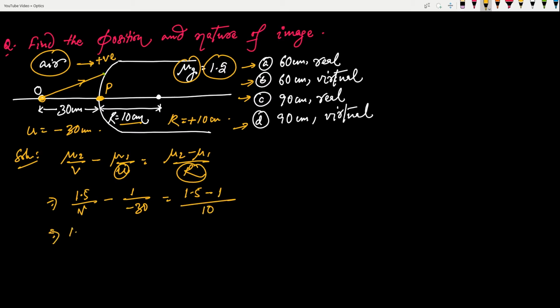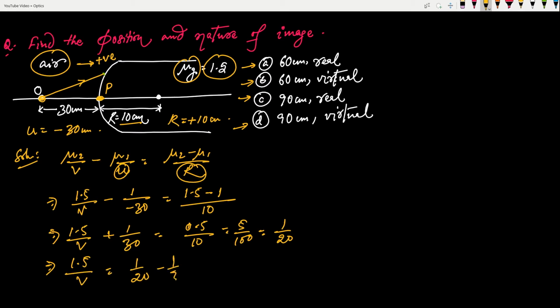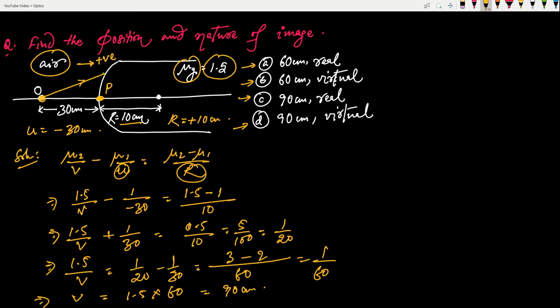Now if you solve this, then we can easily find the value. So this will become 1 by 30 is equal to 1.5 minus 1 is 0.5 by 10, which we can write down as 5 by 100, and again we can say that this is 1 by 20. So now we can write out that 1.5 divided by V is equal to 1 by 20 minus 1 by 30. If we just do the LCM, we'll get 30 and 20 LCM to be 60, and then this will be 3 minus 2 as 1, or 1 by 60. Now V, if we cross multiply, we will get V is equal to 1.5 multiplied by 60. Now if you just multiply this, then we'll get 90 centimeter. I hope the concept is clear. So the value of V is actually plus 90 centimeter.